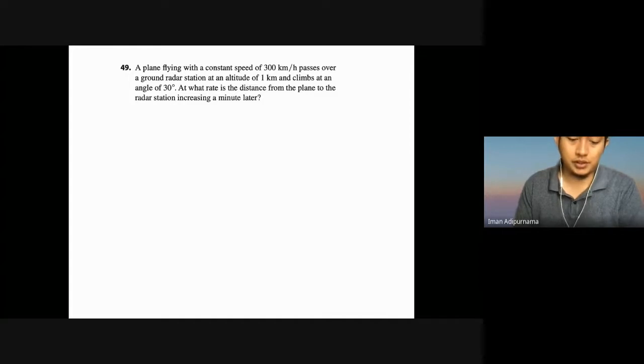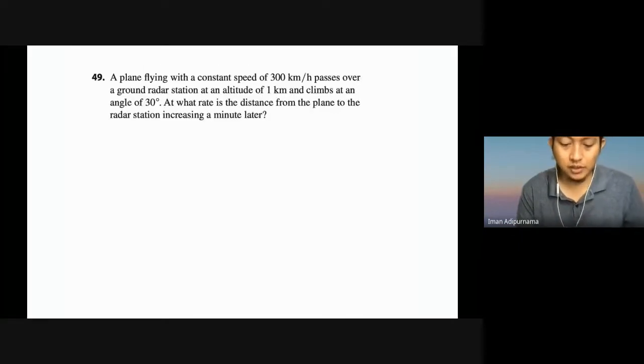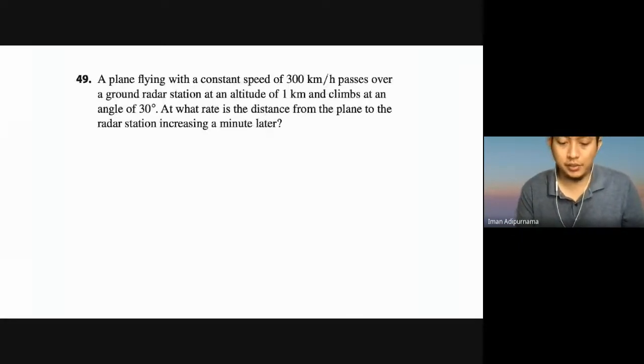Okay, for this question, if you take a wrong diagram or wrong sketch to connect the plane, the height, and the angle, you will get a different conclusion. First we need to set up our mind and look at the question. So a plane has a constant speed. It's flying at constant speed. It passes over the ground radar station.